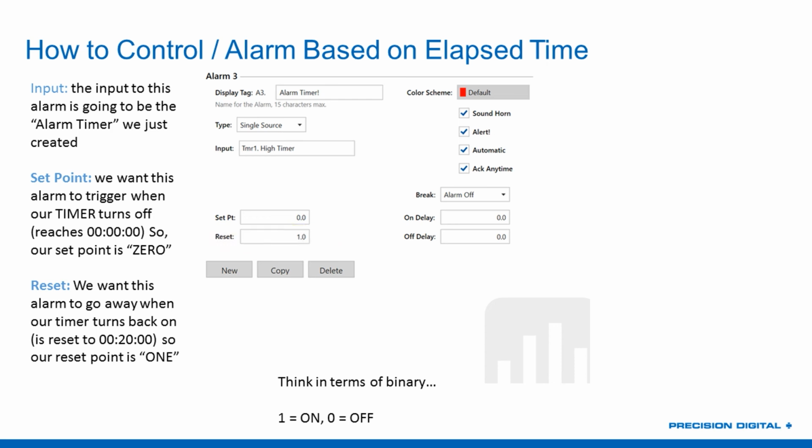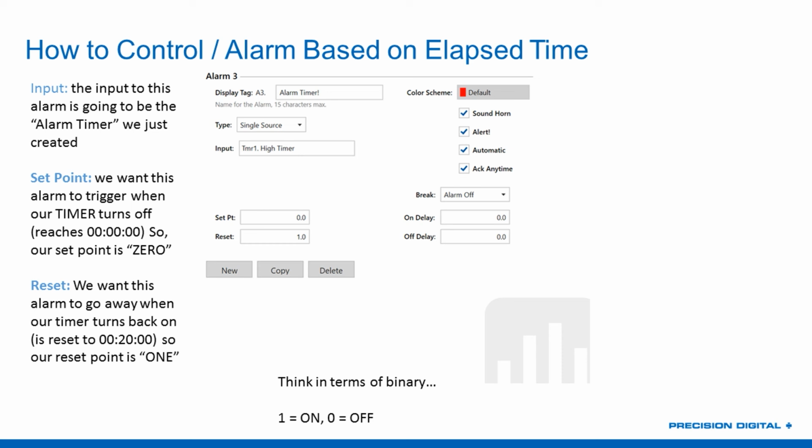I tried explaining it in the best way I could verbally. I do have it, obviously, in much greater detail in the study guides, and I may have explained it a little bit more clearly there. But that's basically how you can control based on an elapsed time or alarm.